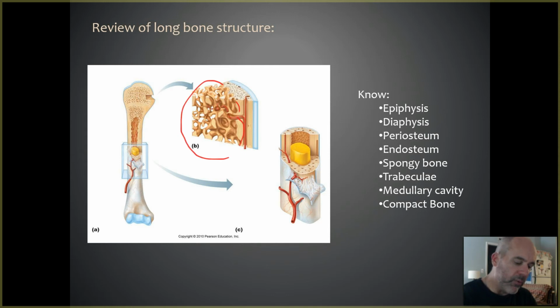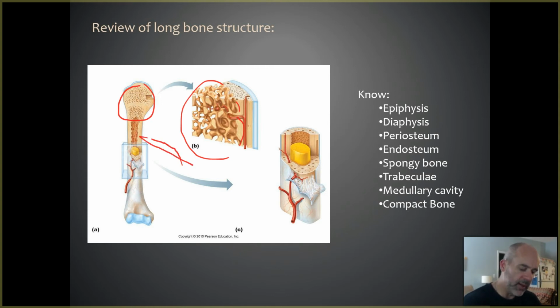Spongy bone blown up for you here. Where do you have spongy bone? You have spongy bone in the epiphyses of your long bones. And you also have lesser amounts of it if you look closely inside the bone surrounding the medullary cavity. Remember, that's another name for the cavity, the space inside your long bones.